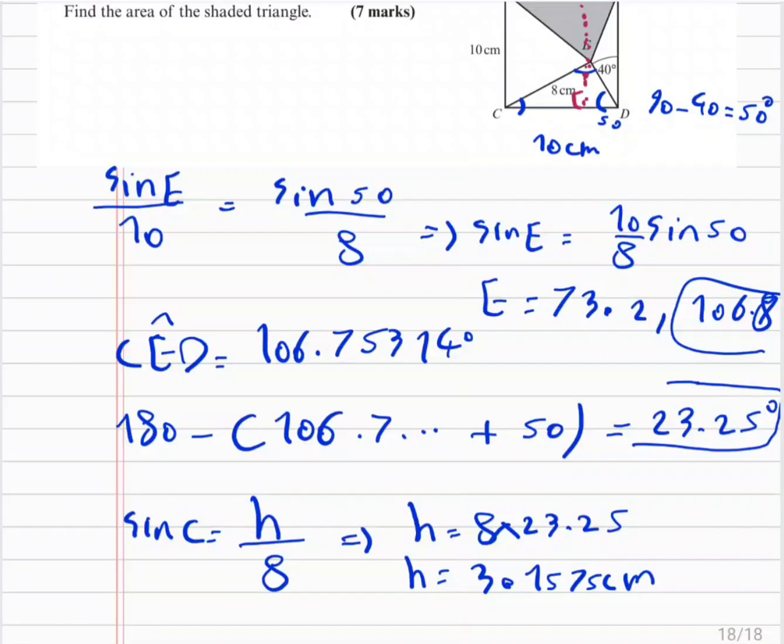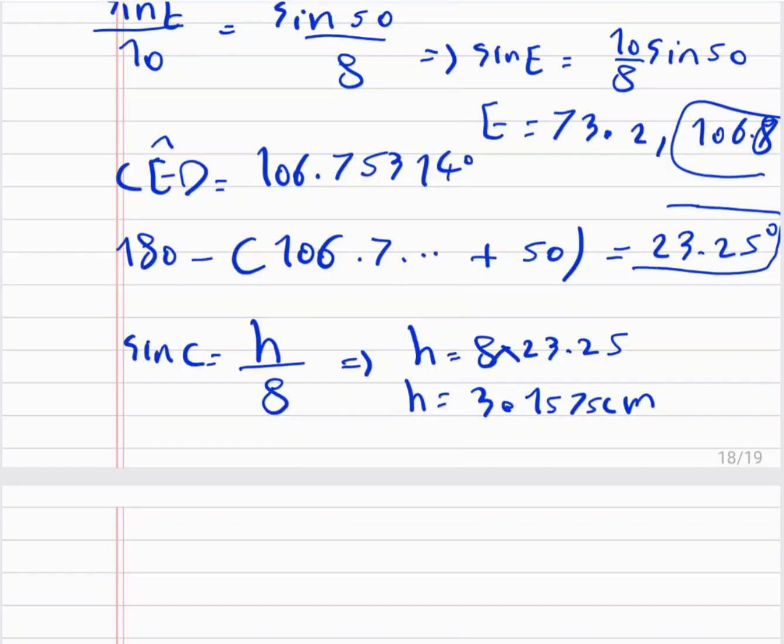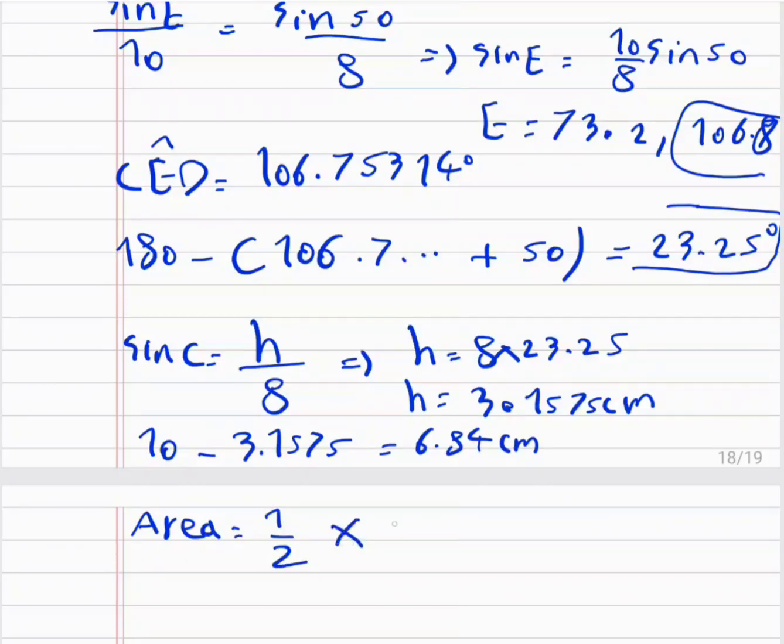Now we can find the height of the shaded triangle. To find that, we just do 10 minus this value, because this length is 10 centimeters, so the height in this case is also equal to that. So the other height is 10 minus this value, which is equal to 6.84 centimeters. And we are almost done. Now that we have the height of the shaded triangle, we just do half times the height times the base, and that gives us 34.2 centimeters squared for the area of the shaded triangle.